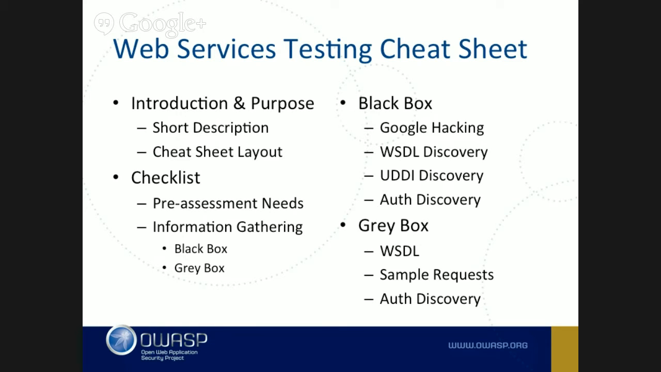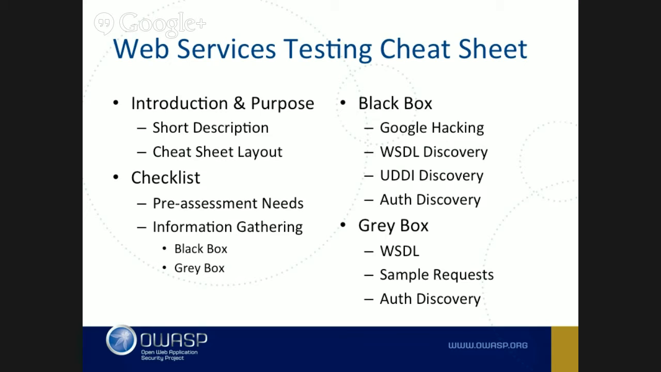So as we look at the introduction and purpose section, again, it's basically just a short description of what the document is, a layout of what topics we're going to cover in the cheat sheet. And then we kind of go through a checklist type of approach. So the checklist first is the pre-assessment needs. Okay, this covers, for instance, from a gray box approach, the WSDL and some example web service requests, and then all the methods and common examples on how to invoke those methods.